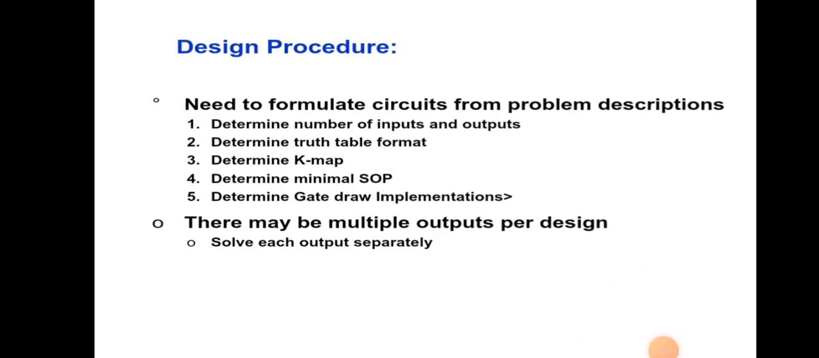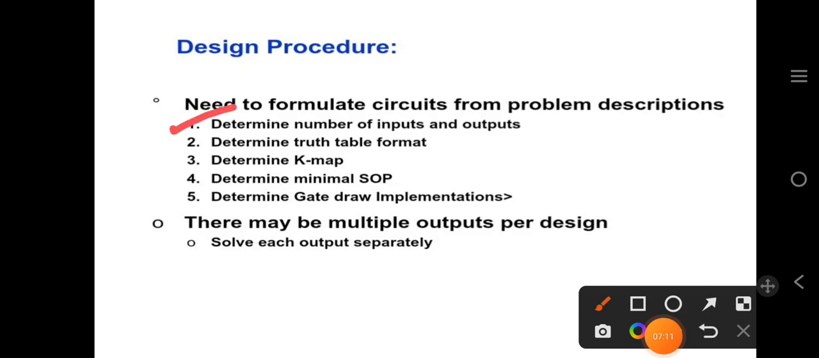First stage is to determine the number of inputs and outputs. Second stage is to determine the truth table. Third stage is to determine the K-map. Fourth stage is to determine the minimal SOP. And fifth stage is to determine the gate drawing implementation. Okay, so like this you can design any circuit.